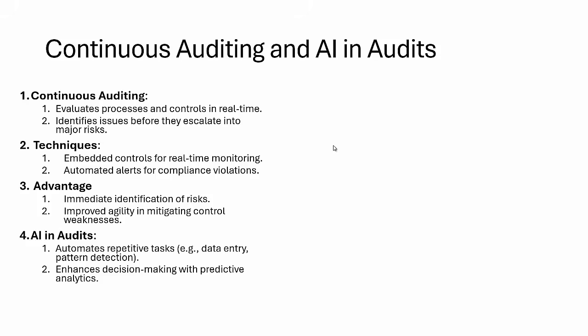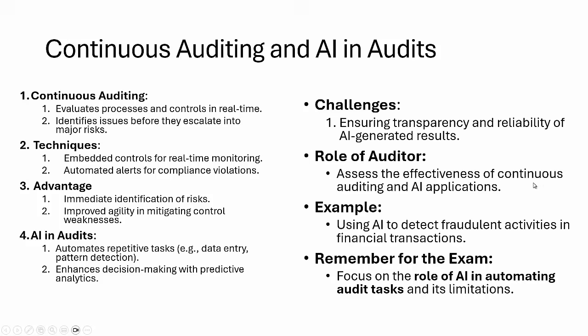But today, in the new CISA syllabus, they introduce AI in the audit. By this, we can automate repetitive tasks like data entry and pattern detection, and we can enhance decision making with predictive analytics. Predictive analytics means we are using old data, but the challenges again are transparency and reliability. So we have to assess the effectiveness of continuous auditing using AI to detect fraudulent activity in financial transactions.